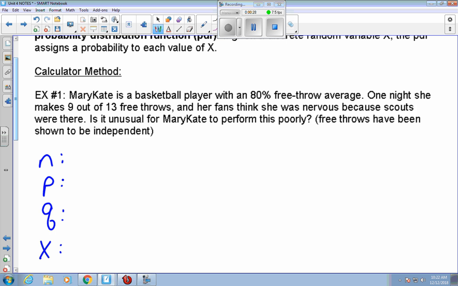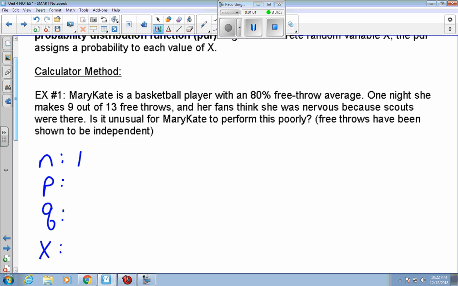Remember, it has to follow the 4 criteria. Make sure everything works for your 4 criteria. If we ask you if you have the binomial distribution, make sure you check those 4. So n, yep, there's 13. p is 80%, and that's the same for every free throw. So just because she misses one doesn't mean she's going to definitely make the next one. Independent. So my x starts at 0 and goes up to 13.